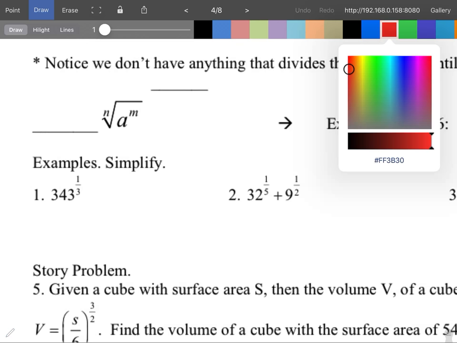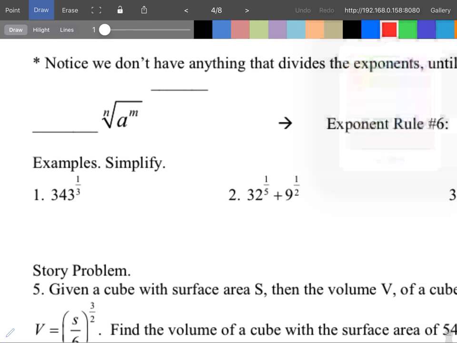So this little number right here again, this is called the index of the root. All right, so we're going to say that that is the nth root of a, the base is a, to the mth power.